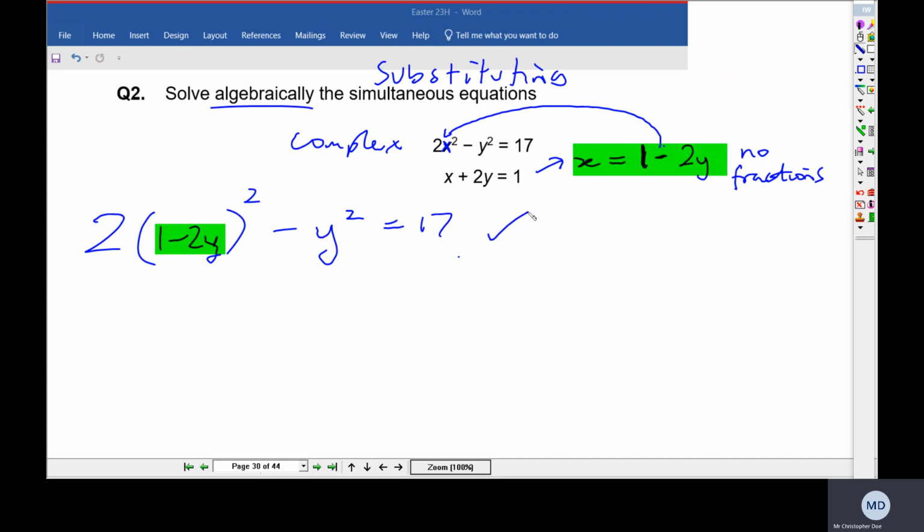Expand the brackets. If you can expand the FOIL brackets or grid method bracket correctly, that's probably going to be your second mark. So you've now got to try and do 1 minus 2y squared. So we just multiply it by itself. Take care with that. If you can do that, that's your second mark. Let's give you a bit of FOIL time, FOIL or grid or however you want to do it. I'll let you do it yourself.